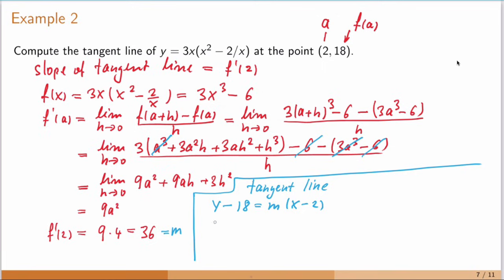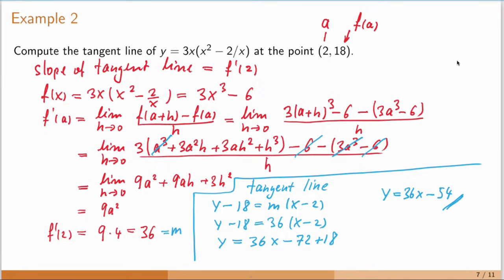And then sub in m, so then we have y minus 18 equals 36 times x minus 2. So y equals 36x minus 72 plus 18. So then we get y equals 36x minus 54. So this is the tangent line to this complicated curve.